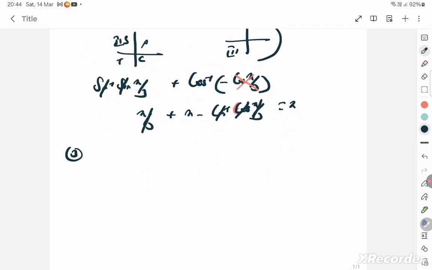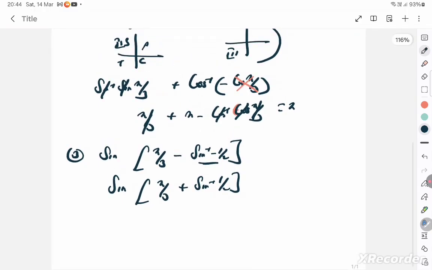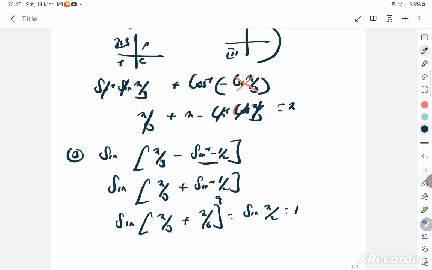Third question is sine of pi by 3 minus sine inverse of minus 1 by 2. This is a negative argument, so it becomes sine of pi by 3 plus sine inverse of 1 by 2, because sine inverse of minus x is minus sine inverse of x. So then, when will 1 by 2 come in sine? Sine 1 by 2 will occur at 30 degrees, which is pi by 6. And pi by 6 plus pi by 3 is 90 degrees, so the answer is 1. So that's the third sum.